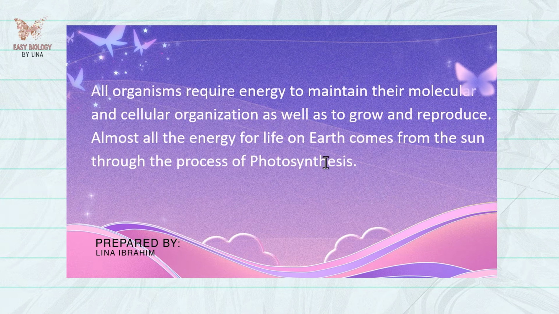All organisms require energy to maintain the molecular and cellular organization that we mentioned before, and also to grow and to reproduce and do the other activities. Almost all this energy comes from where? It comes from the sun through the process of photosynthesis. And you all know, guys, what we mean by photosynthesis, which is the process done by the plants, and how they get the energy from the sunlight and produce the food. So the main energy for life on Earth comes from where? It comes from the process of photosynthesis and it comes from the sun.